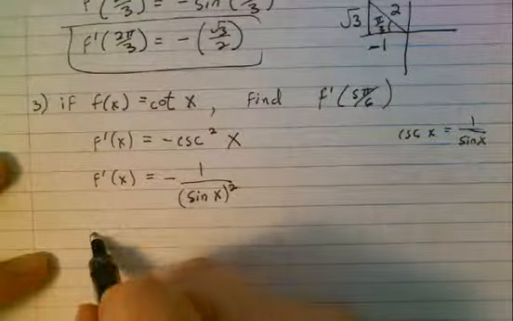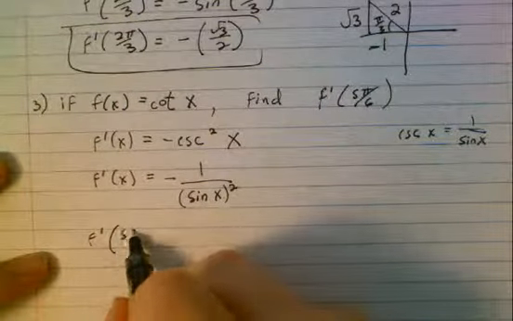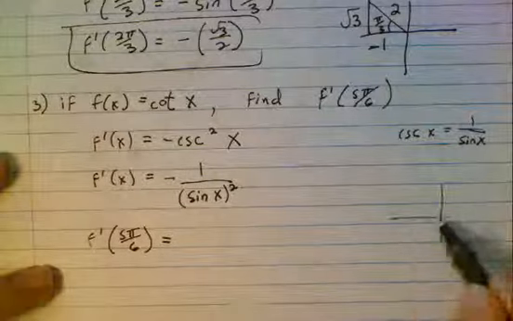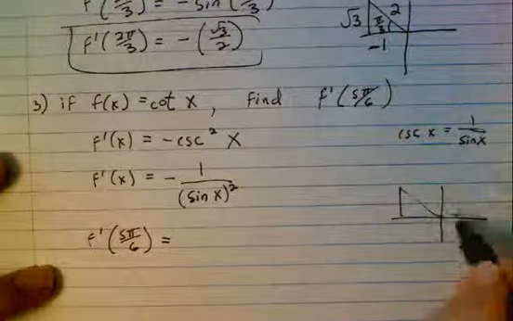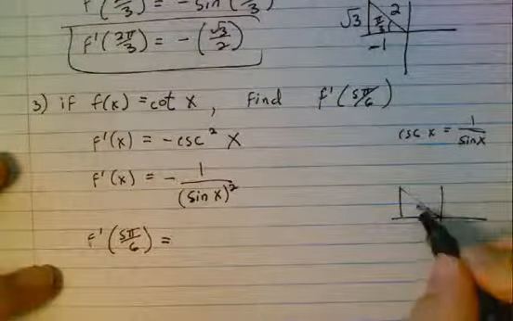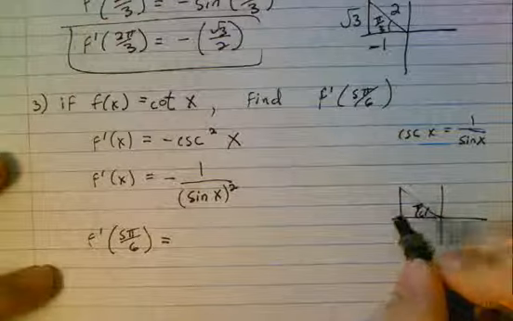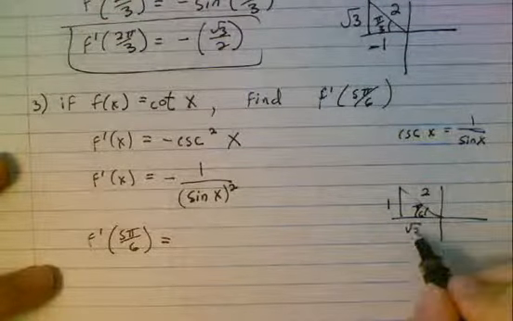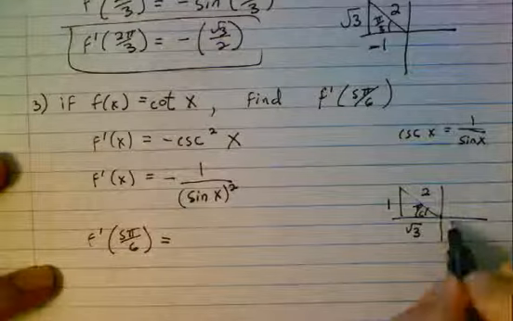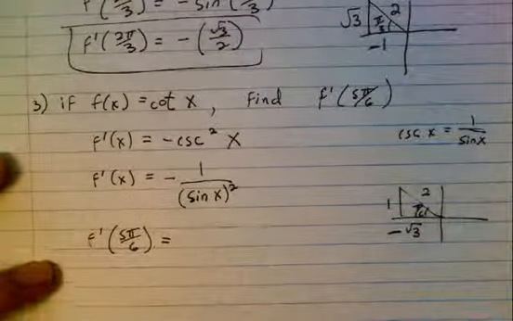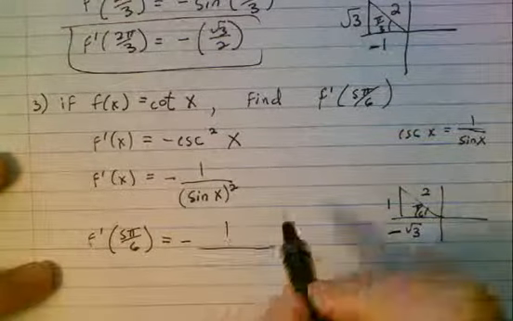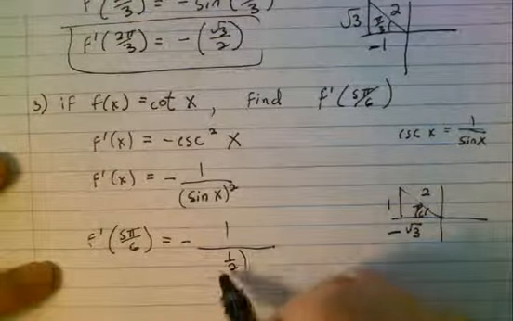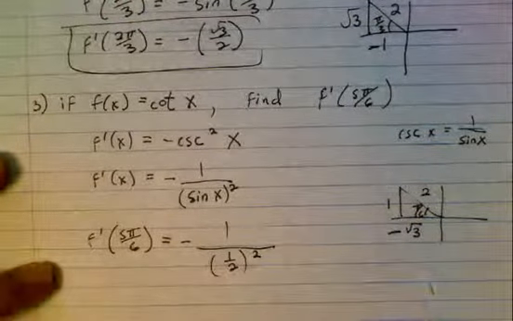So now if we're trying to find the derivative when x is 5 pi over 6, 5 pi over 6 is right here, pi over 6 is our reference angle, the opposite side is 1, hypotenuse is 2, adjacent is root 3 but in the negative direction. So we're going to do negative 1 over the sine, which is the opposite over the hypotenuse, and that's squared.